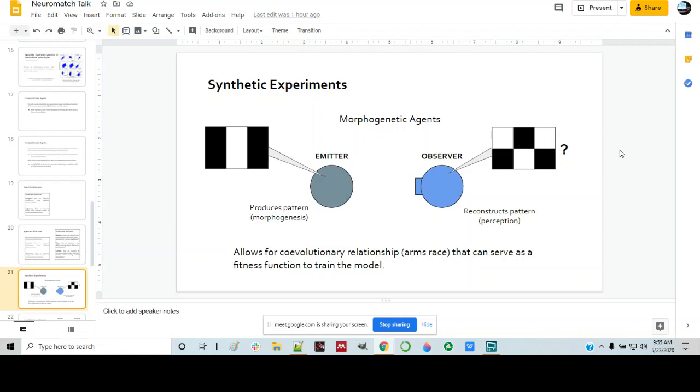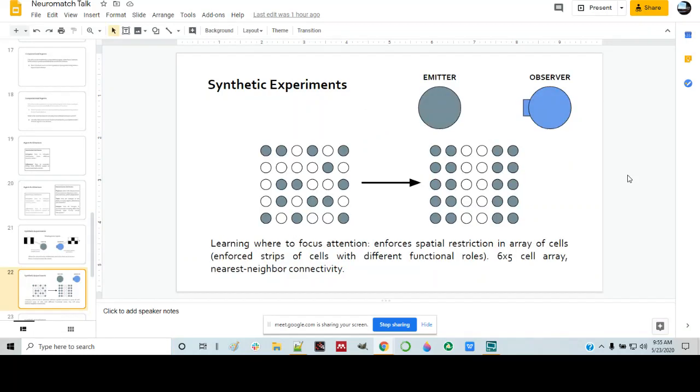The reason we might use morphogenetic agents is because we can create intentionally disruptive morphogenetic patterns that confound the observer, and the observer has to find a way to learn that those patterns are maybe out of distribution, or that they connect to other patterns. So that's one approach that we could use. And this is an example of morphogenetic agents using attention to learn things.